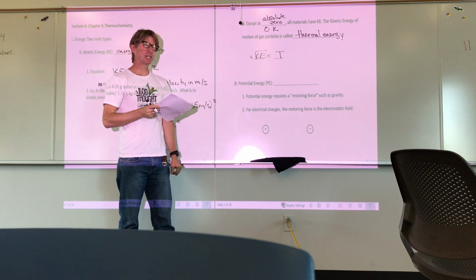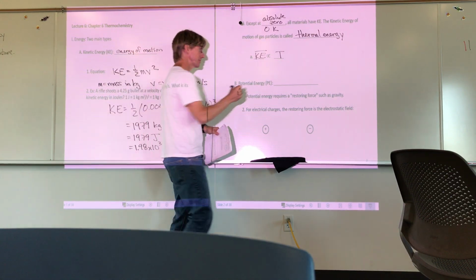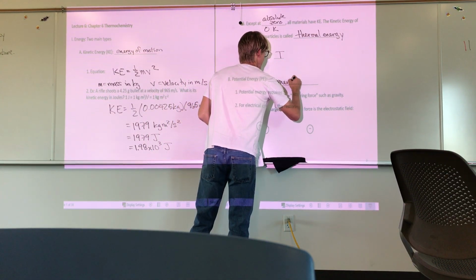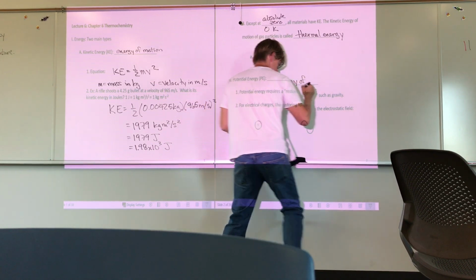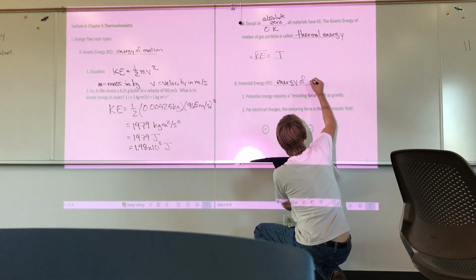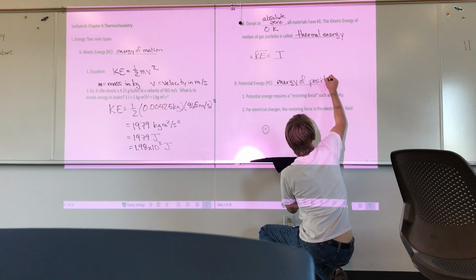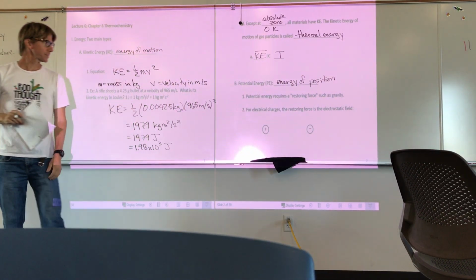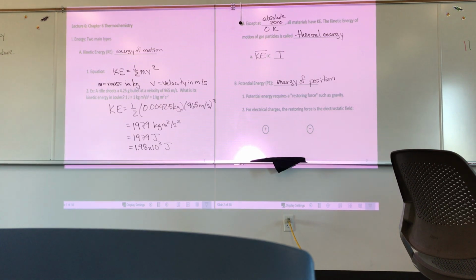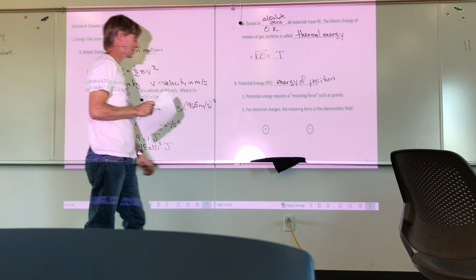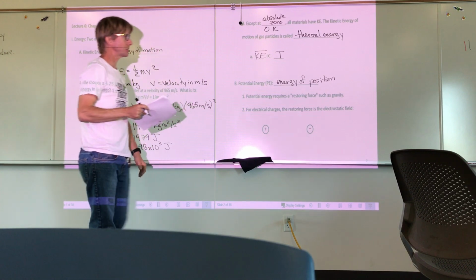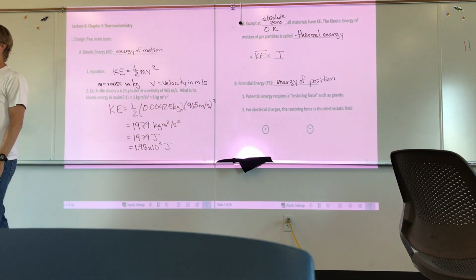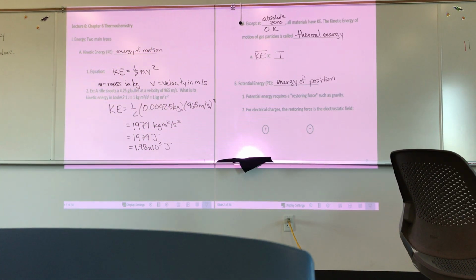As far as potential energy, energy of position. Energy of position. Potential energy requires a restoring force, such as gravity. For electrical charges, the restoring force is the electrostatic field. Electrostatic field is a fancy word for the fact that a positive and a negative charge are attracted to each other.